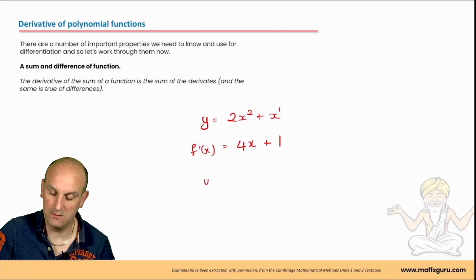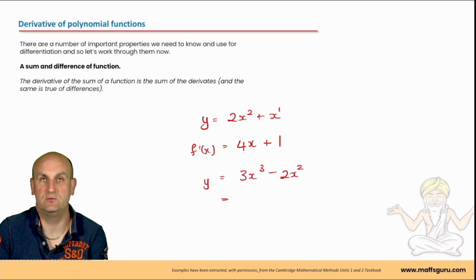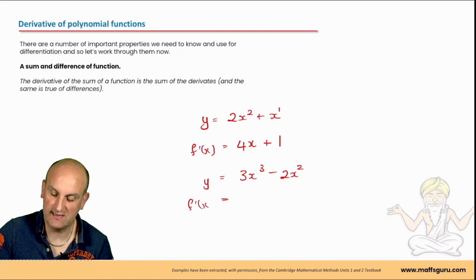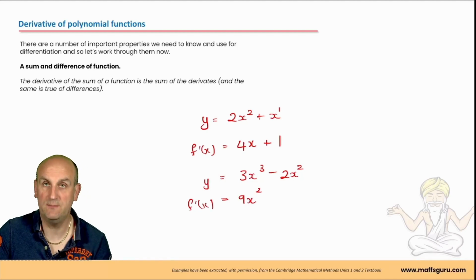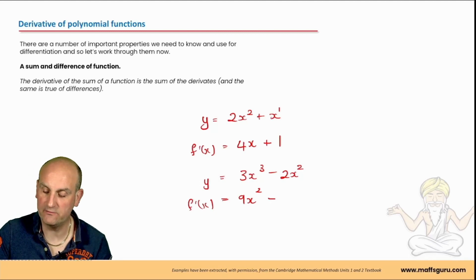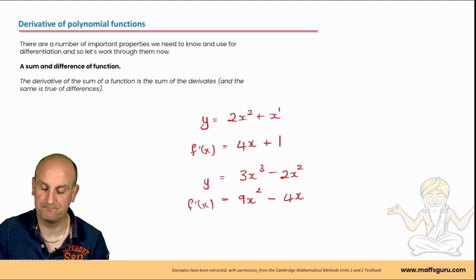Likewise, if that was subtract, it doesn't make any difference. If it was 3x cubed minus 2x squared, you just differentiate each individual term, keeping the minus sign in there. So f dashed of x there would be 9x squared, because 3 times 3 is 9, take 1 off the power, minus 2 times 2 gives me 4x to the power of 1. Why is it 1? Because it was a 2, take off the 1.